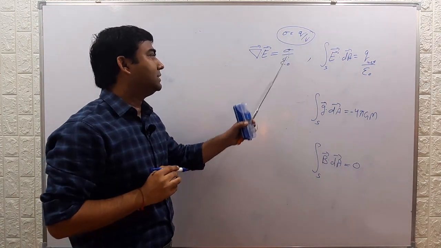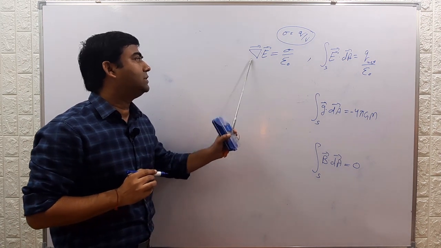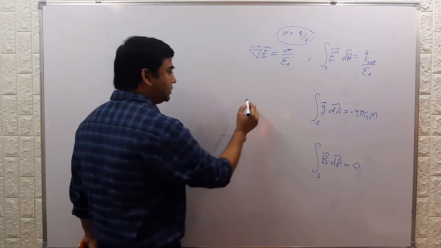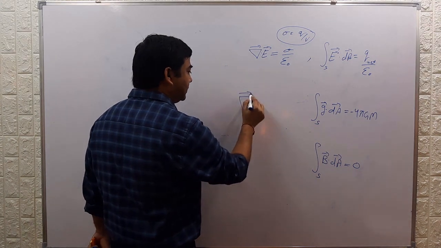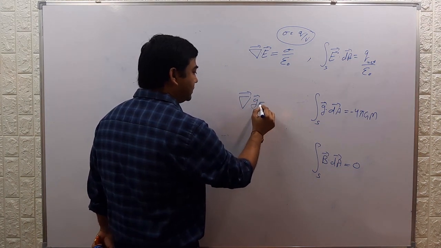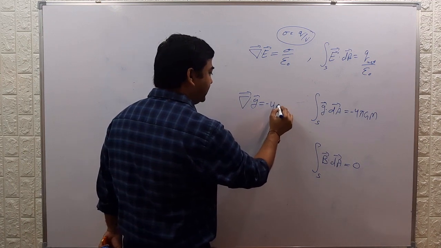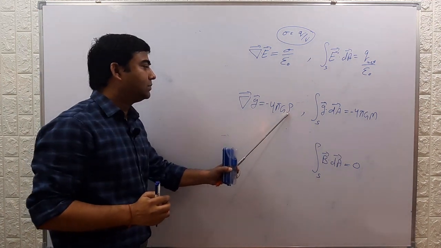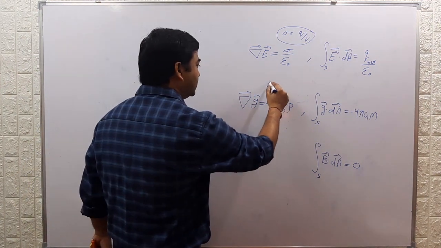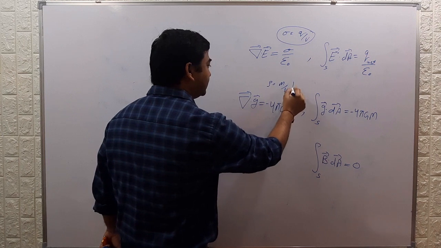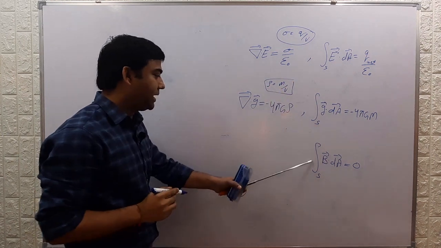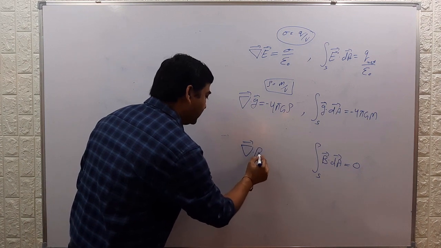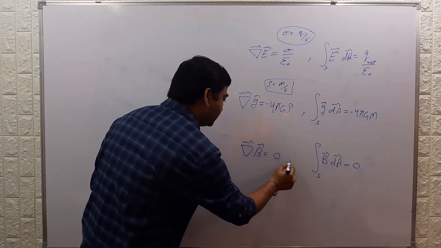Sigma is charge density. So this is the differential form of Gauss's law for electric field. Similarly, differential form of Gauss's law for gravitational field is del dot G is equal to minus 4 pi G rho. Here rho is mass density. Rho is equal to m by V. And Gauss's law for magnetic field in differential form is del dot B is equal to 0.